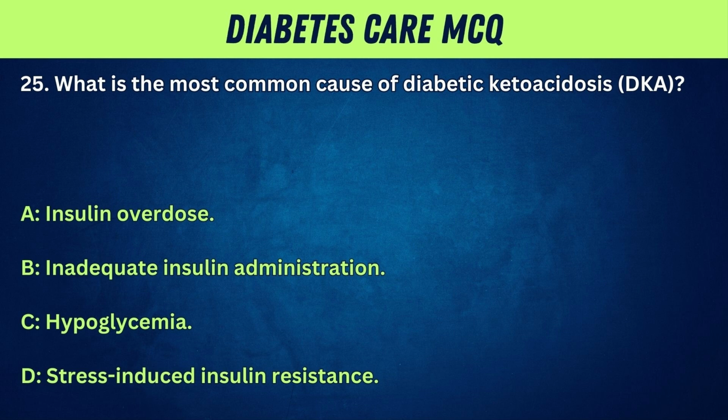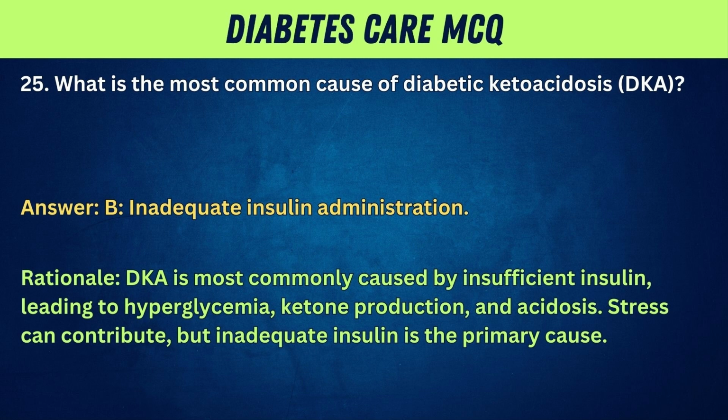25. What is the most common cause of diabetic ketoacidosis, DKA? A. Insulin overdose. B. Inadequate insulin administration. C. Hypoglycemia. D. Stress-induced insulin resistance. Answer: B. Inadequate insulin administration.